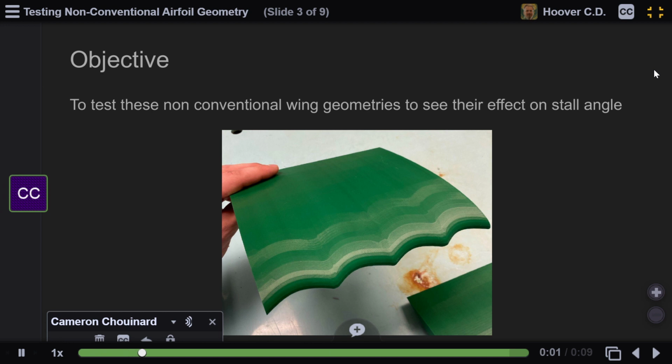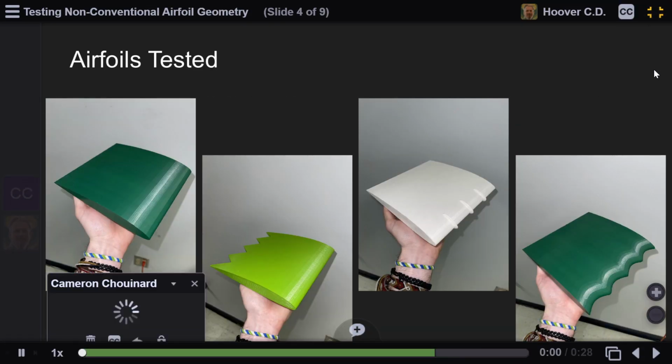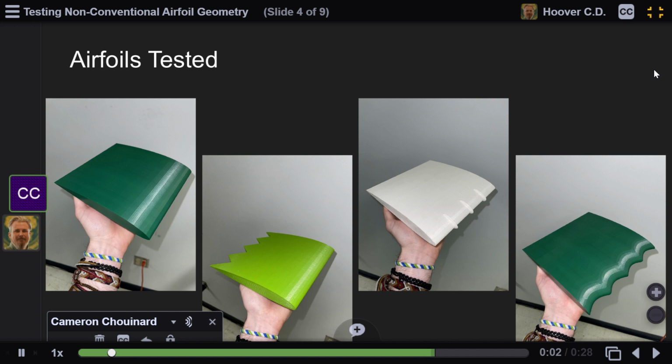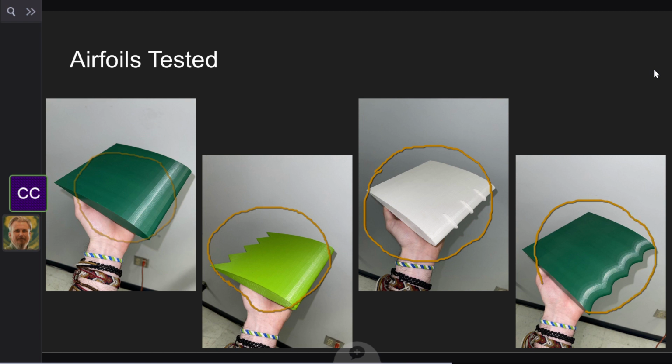Our objective is to test non-conventional airfoil geometries to see their effect on stall angle. The airfoils tested, starting from the left here, are a NACA 2412 airfoil, trailing edge sawtooth seen here, leading edge wing fence, and finally leading edge tubercle.